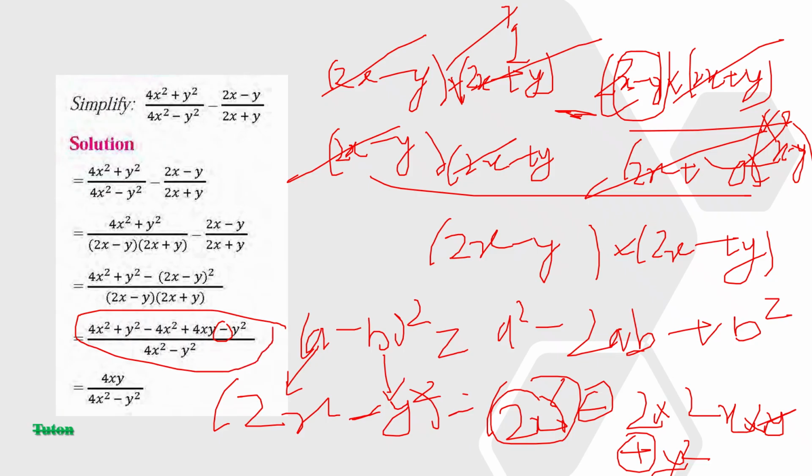Now we can cancel y squared and y squared, since one has a positive sign and the other a negative sign. We can cancel 4x squared and 4x squared likewise, and we are left with 4xy over the denominator, and here we get our answer.